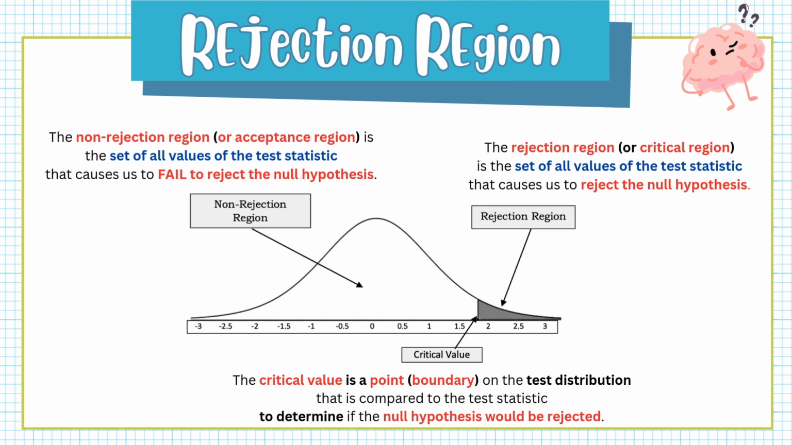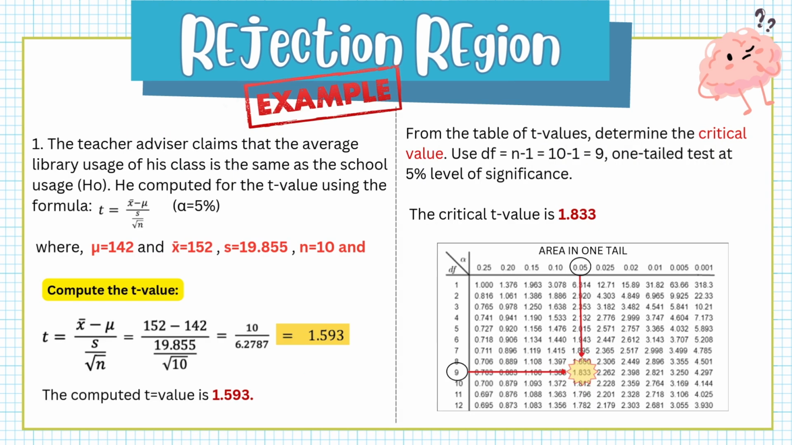Let us consider the first example. The teacher advisor claims that the average library usage of his class is the same as the school usage. This is now our null hypothesis.